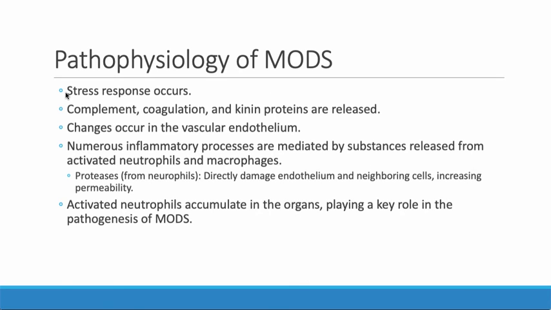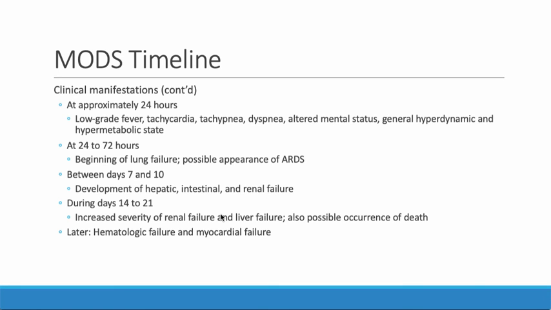The way it works is that you have this stress response that kicks in the complement, coagulation, the kinin proteins. All this storm happens that causes a change in the vascular endothelium and leaking through there, and this massive inflammatory syndrome that affects everything. The neutrophils accumulate in the organs, and they are a very important contributor to MODS.